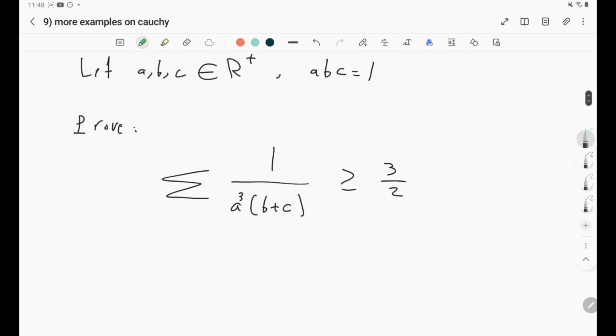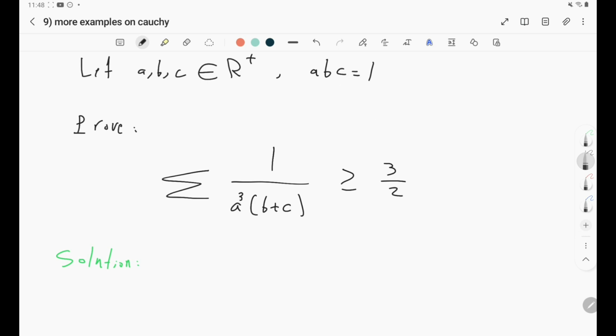Okay, how can we handle this question? Right now you can see that we have a condition abc is 1 and we have fractions here, and this thing is greater than or equal to 3 over 2. So how exactly are we going to handle this one? You can see that the denominator is a mouthful. We have tons of stuff, a cubed and b plus c here. So how are we going to handle the denominator? And of course we need to keep in mind that abc is 1.